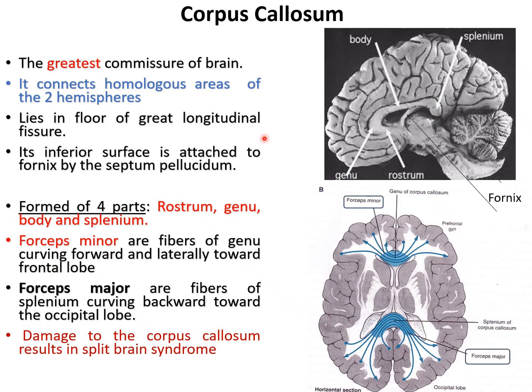If you make a horizontal section like this one, passing from the frontal to the occipital lobe, you can find the anterior fibers of the genu, called forceps minor. The posterior fibers of the splenium we call forceps major, and there are also lateral fibers from the body, which we call the tapetum.